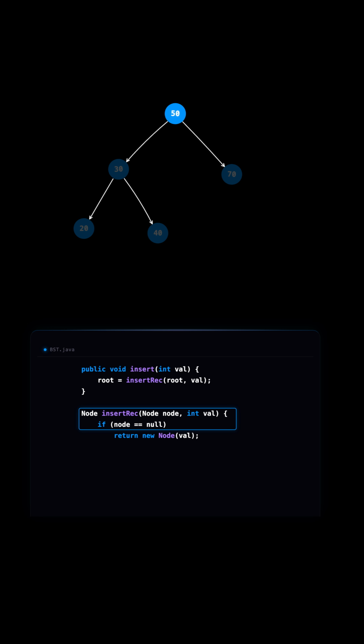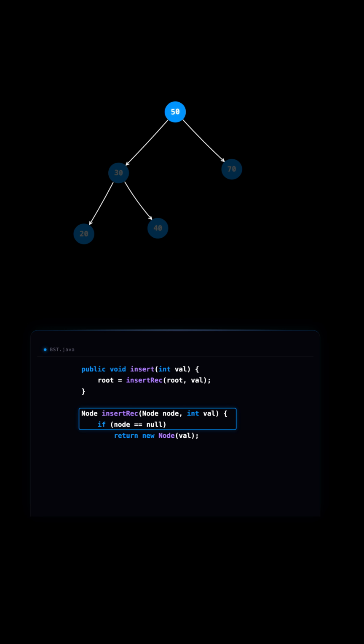Right now our root is 50. 30 is on the left, 70 on the right, and below 30 we already have 20 and 40. Now let's insert 35. The public insert function just calls a recursive helper. So we start at node 50.